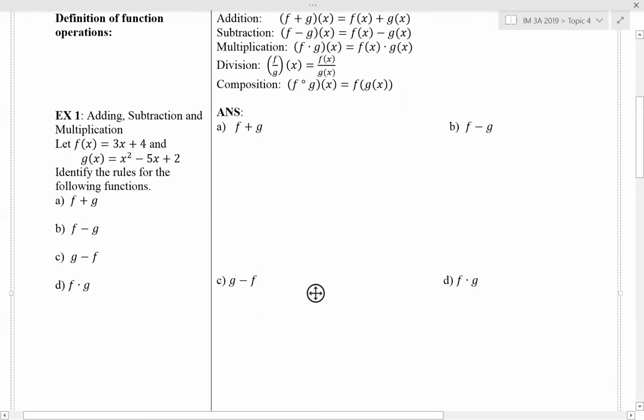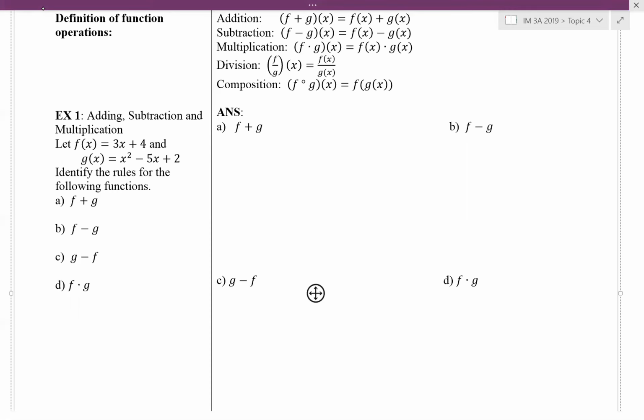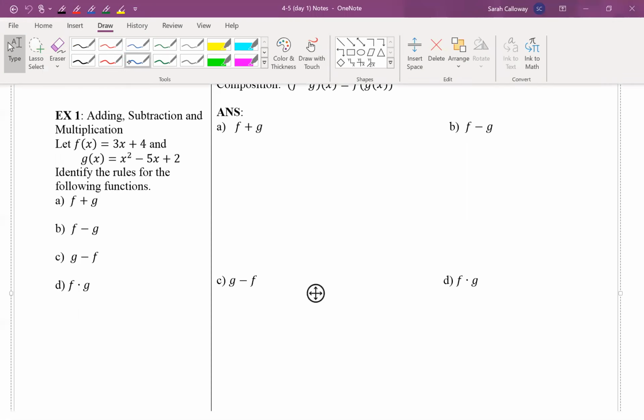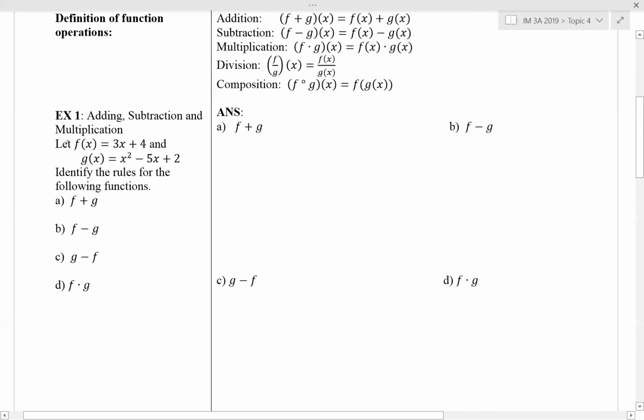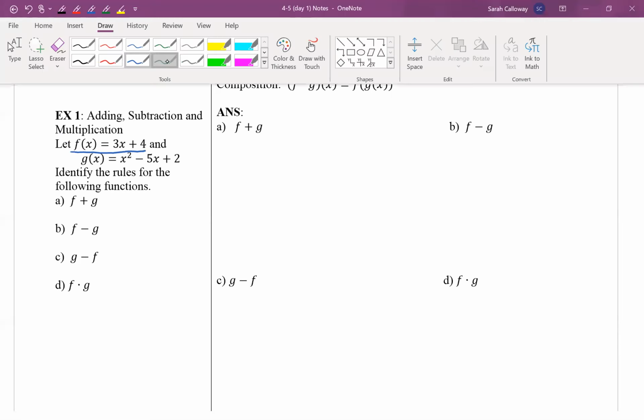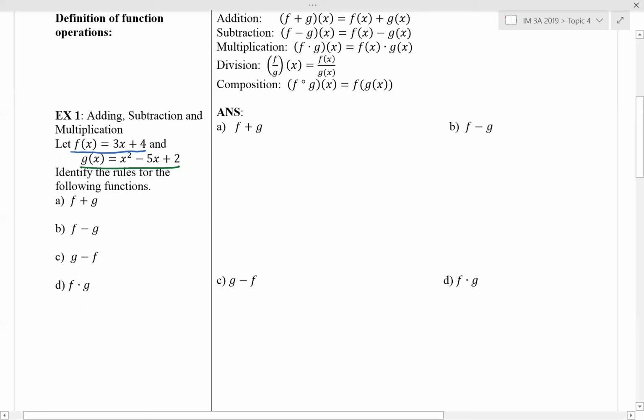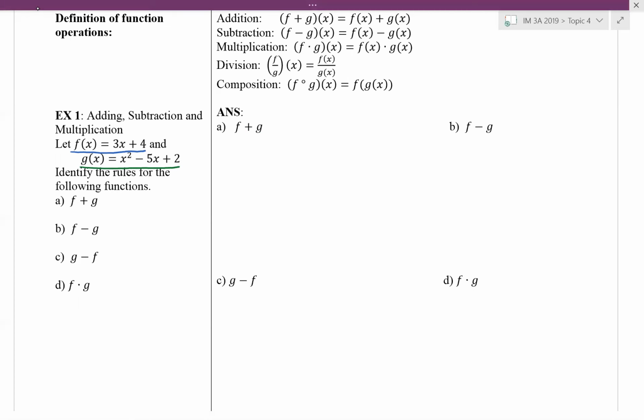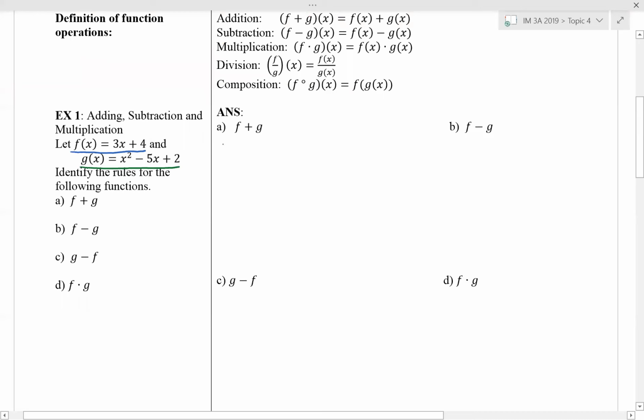For the first problem, they're asking us to add, subtract in two different ways, and then multiply two functions together. They give us function f, which is 3x plus 4, and function g, which is x squared minus 5x plus 2. When they say f plus g, that means they want us to add f of x plus g of x.